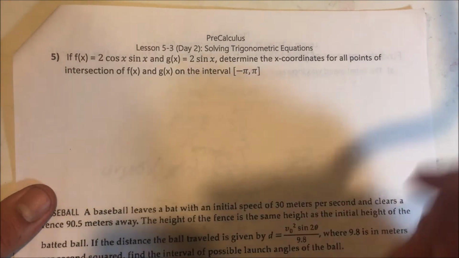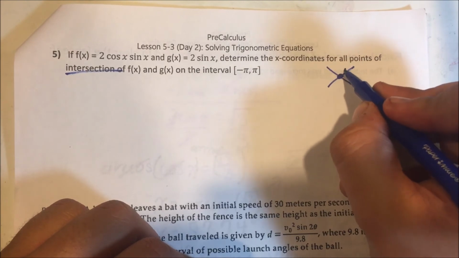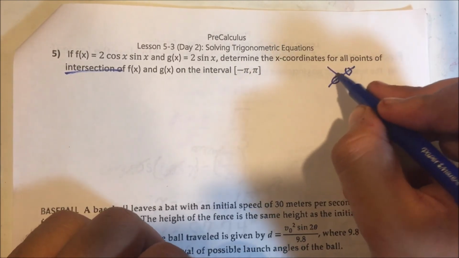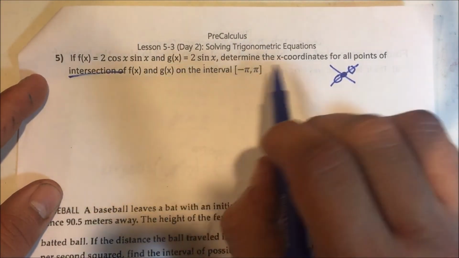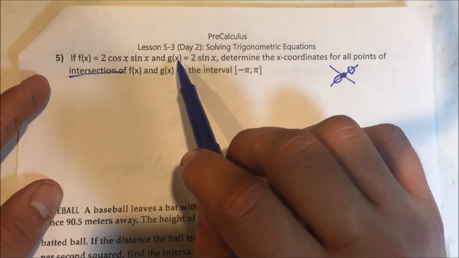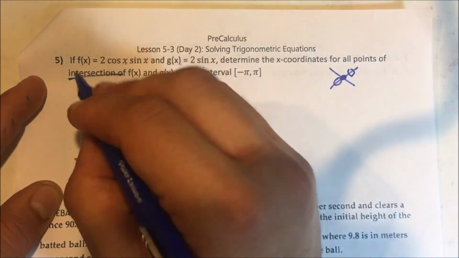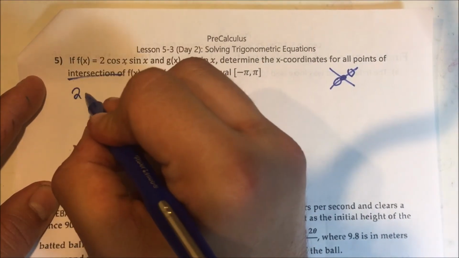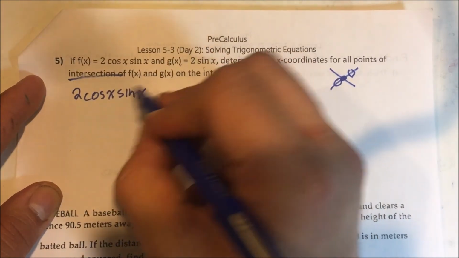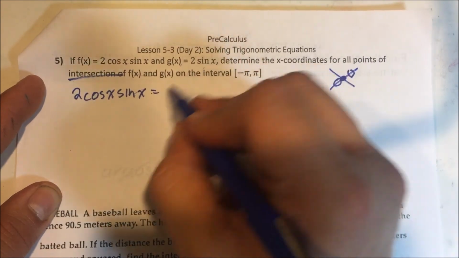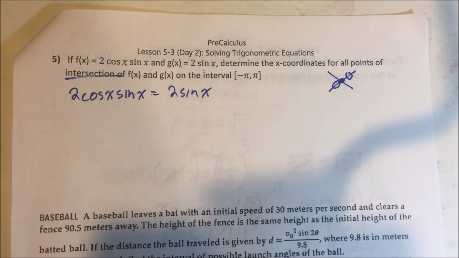Well, intersection typically means, if you think about cars, when two cars meet. At some intersection, we call it an intersection because the cars are meeting. If we think about it with functions, if we're trying to find the x coordinates of the intersections, we want to find where they meet, or where the two functions are equal. So all we have to do mathematically is set the two functions equal. So f of x, 2 cosine of x sine of x, is equal to the other function, 2 sine of x. And that is mathematically what we've said.